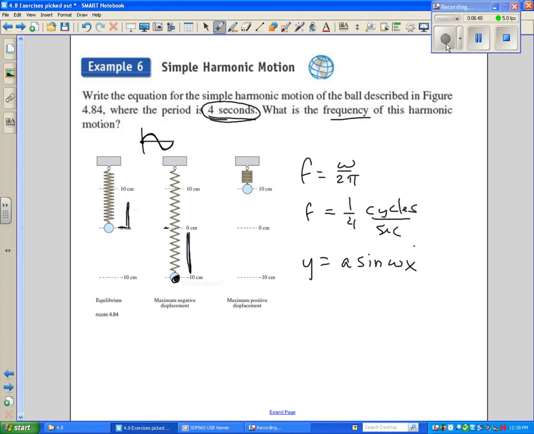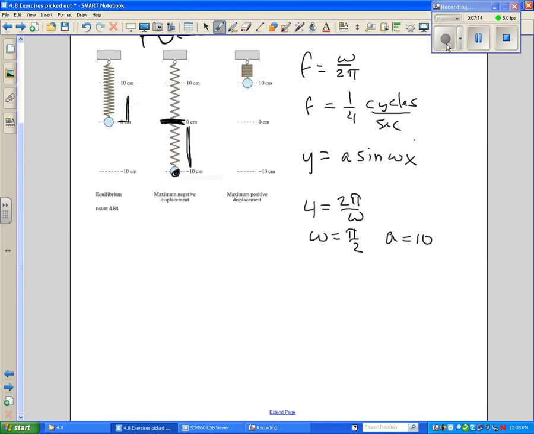Well, we have the frequency formula here, so we could use that, or we could use the period. Notice that the period is 4, and our formula for the period is 2 pi divided by omega. We need to solve for omega by multiplying both sides by omega and dividing by 4, so omega is equal to pi over 2. The amplitude is the maximum displacement away from the equilibrium point. The equilibrium point is the same thing as the oscillating axis. So that's 10, so A is equal to 10. That means the equation is simply y equals 10 sine pi over 2 x.